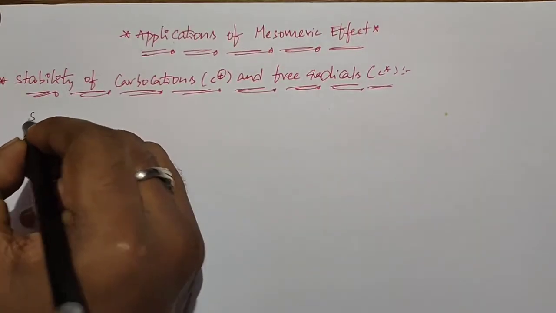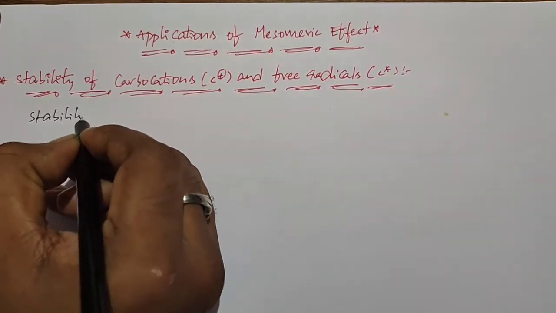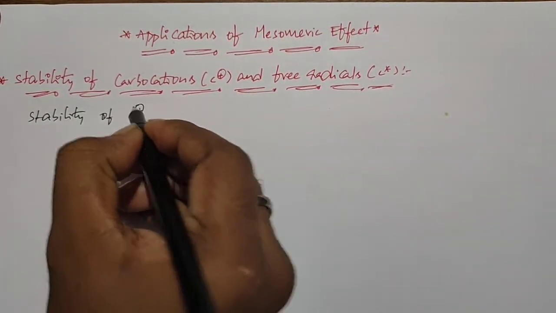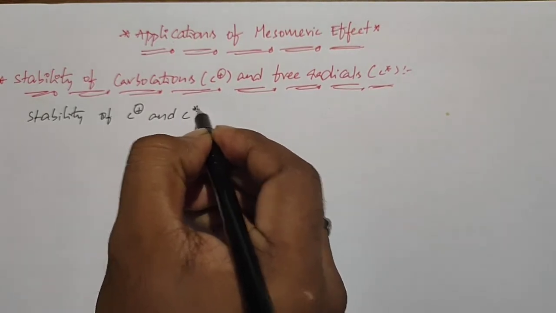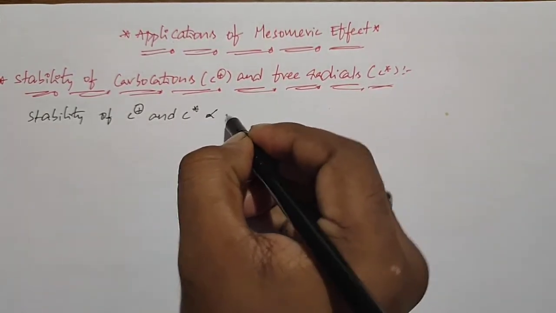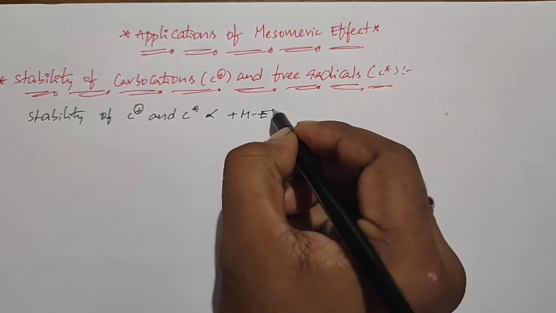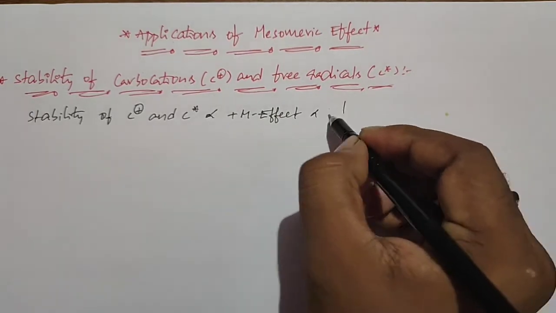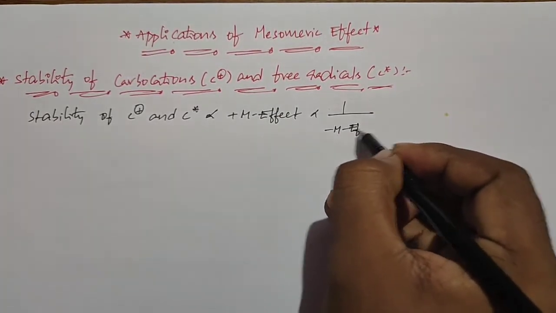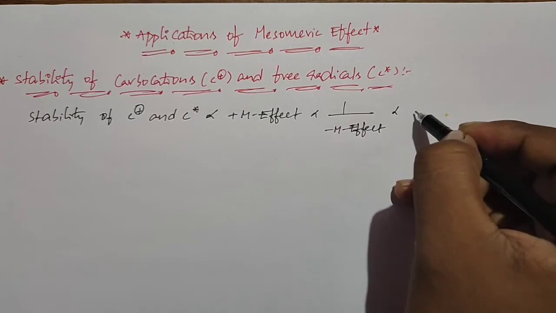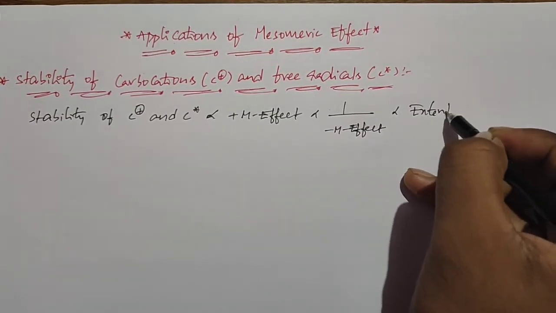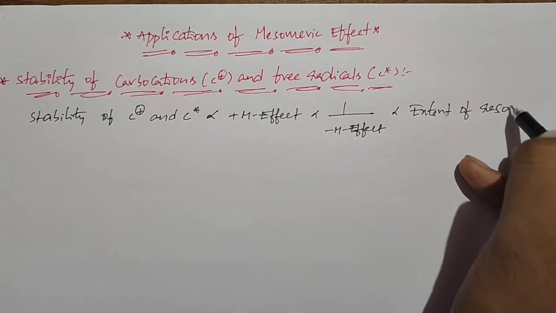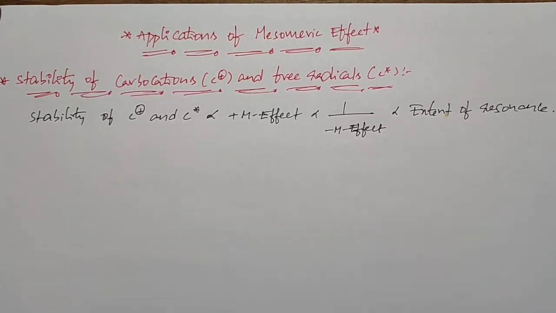So here, stability of carbocation and carbon free radical is directly proportional to plus M effect, and inversely proportional to minus M effect. At the same time, it is directly proportional to extent of resonance. Okay, now I will give some examples based on the plus M effect, minus M effect, and resonance effect.